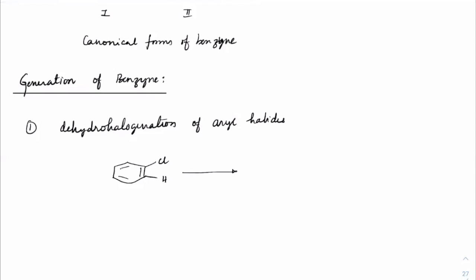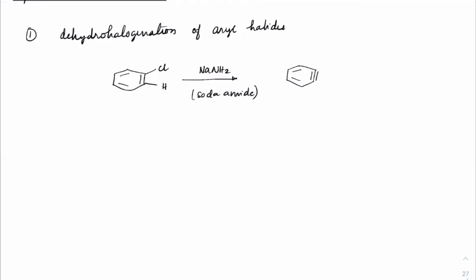When you treat that with a very strong base like NaNH2, which is called soda-amide or sodamide, sodamide is a very strong base. So what will it do? It will make a benzyne formation like this. Let me show you the mechanism.